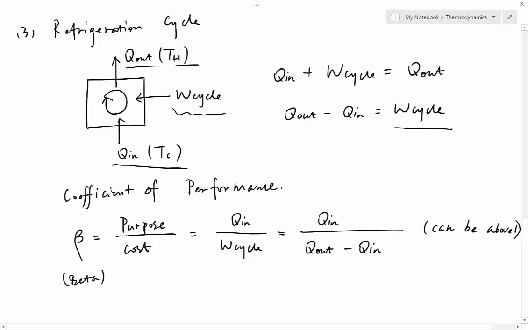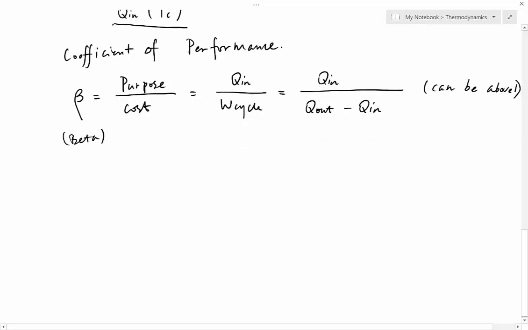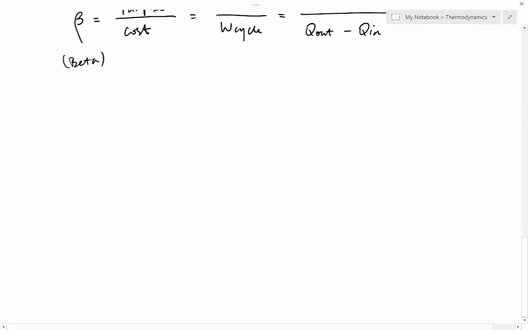So do you want to have a refrigerator with a big beta or a small beta? Of course, you want a refrigerator with a big beta because you want the purpose to be high and you want the cost, which is the denominator, to be low. So that will give you big beta. The bigger the beta is, the better the performance is. Okay, so that's the second cycle we introduced today. It's refrigeration cycle. And then the last cycle we introduced today is heat cycle.